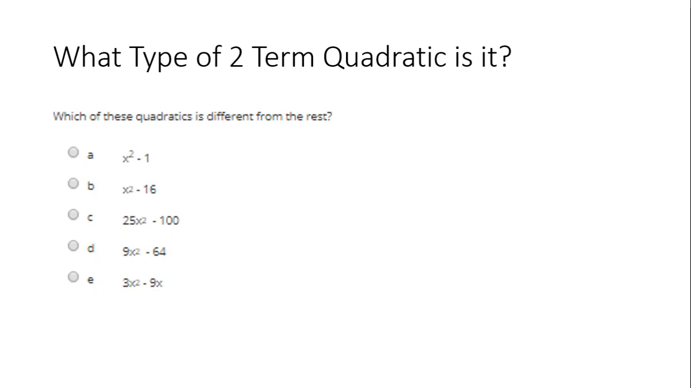Next, which of these quadratics is different from the rest? So again, identifying what type of quadratic it is. I see another dots here. I see another dots here. I'm seeing a lot of dots here. Are they all dots? Not that one, because that's got an x in it.